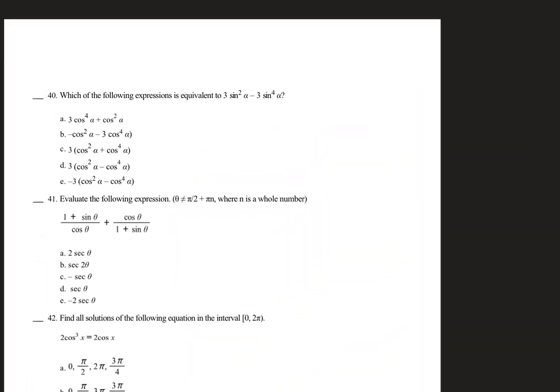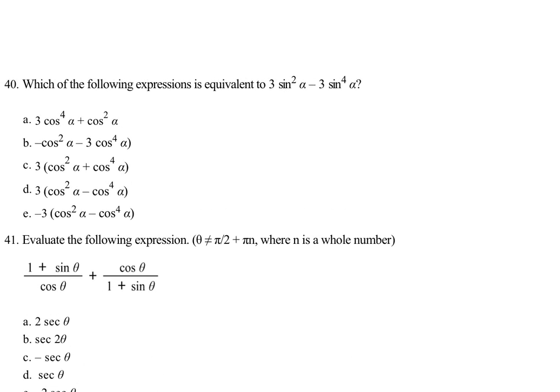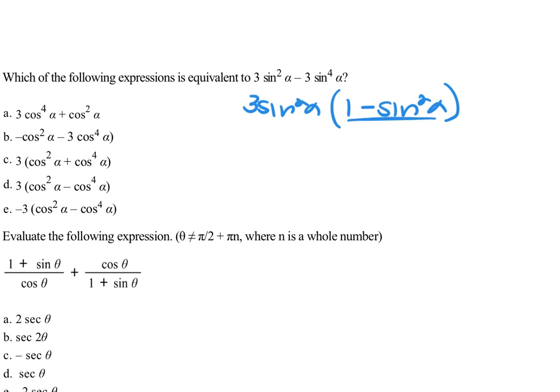All right, so this one says, which of the following is equivalent to 3 sine squared? Take out the 3 sine squared, and I end up with 1 minus sine squared. And then 1 minus sine squared is cosine squared.